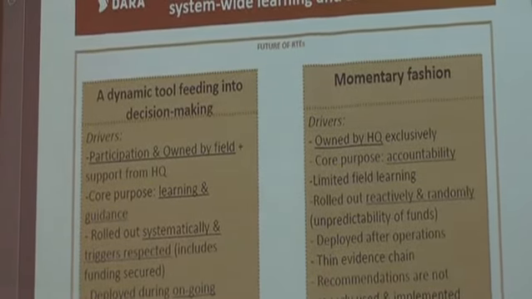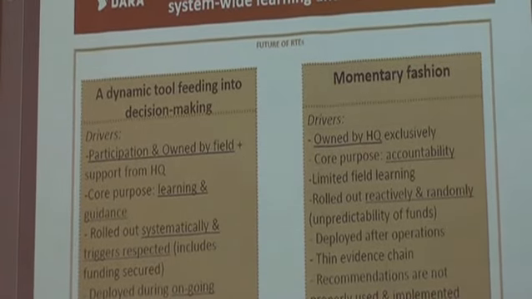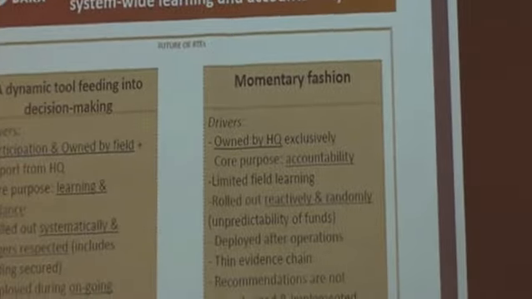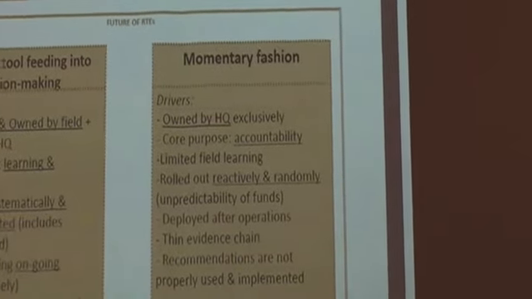And you need a strong evidence chain, but that's the usual thing in all evaluations. On the opposite side, if it's just owned by the HQ, if it's just focused on accountability, and if it's random and reactive, it will be just a momentary fashion.